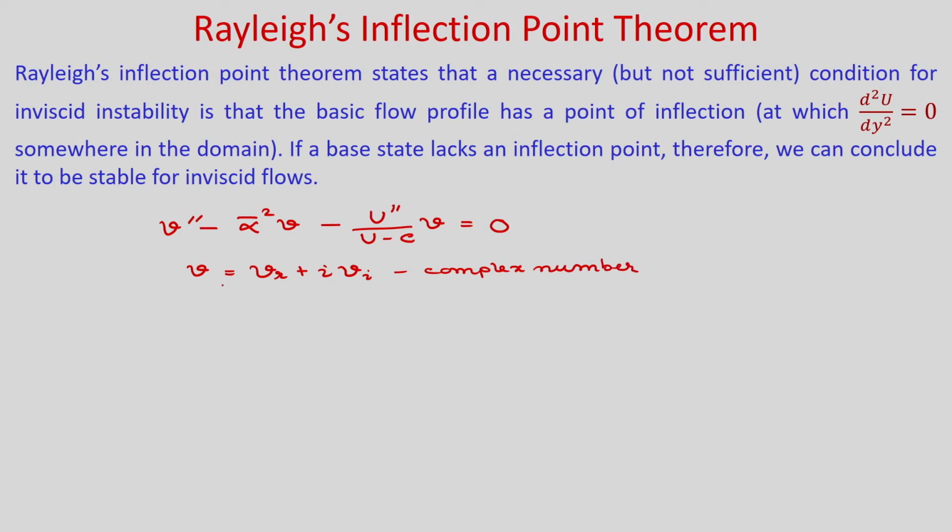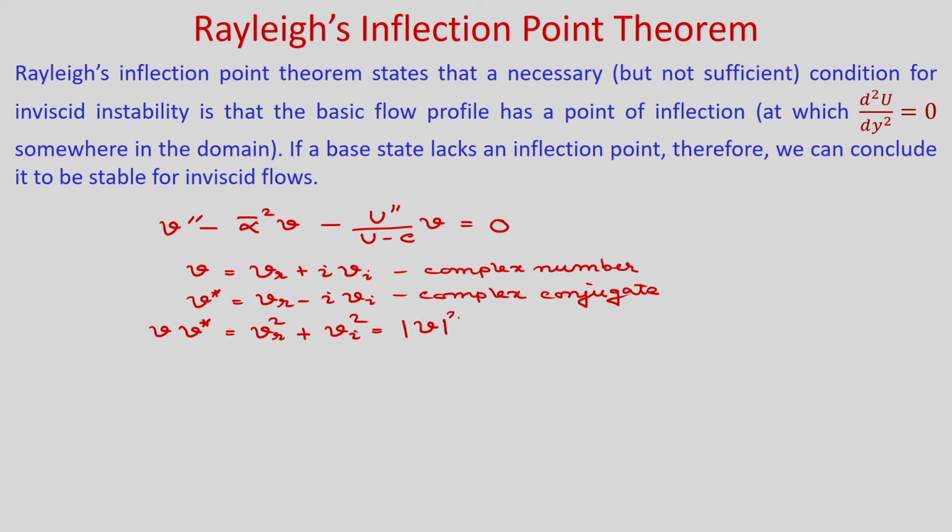Now, this complex conjugate we can write as v star, which is equal to v_r minus i v_i. So, this is your complex conjugate. From here you can see that if you write v star v, it will be v_r squared, and then i squared, so i squared will be minus 1, so it will be plus v_i squared. So, this we can write as mod v squared.